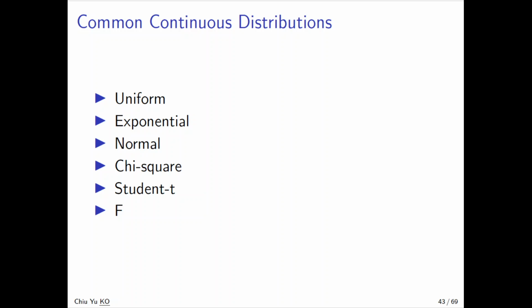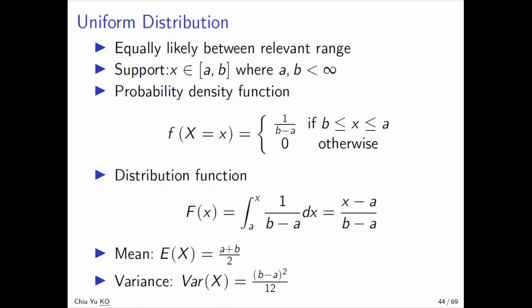So here are some common continuous distributions: uniform, exponential, normal, chi-square, Student t, and F. But let's start with uniform. The uniform is very similar to the discrete version, but you just take continuous values instead of discrete. So you're saying that in those ranges, everything is equally likely.